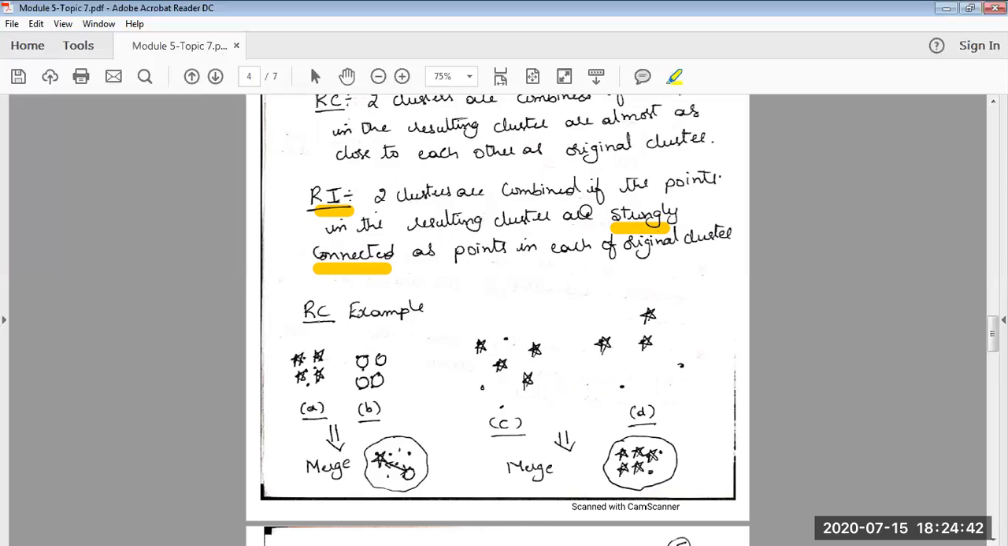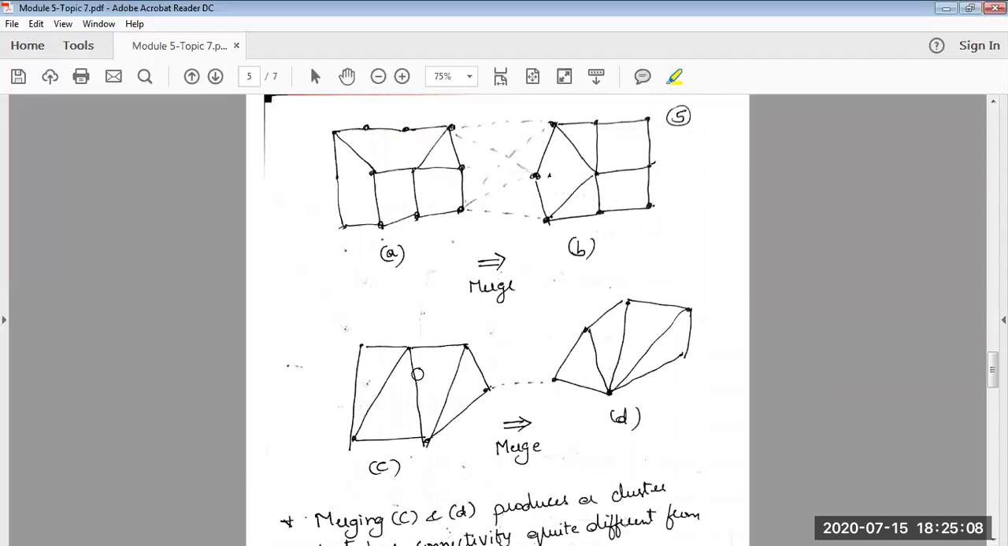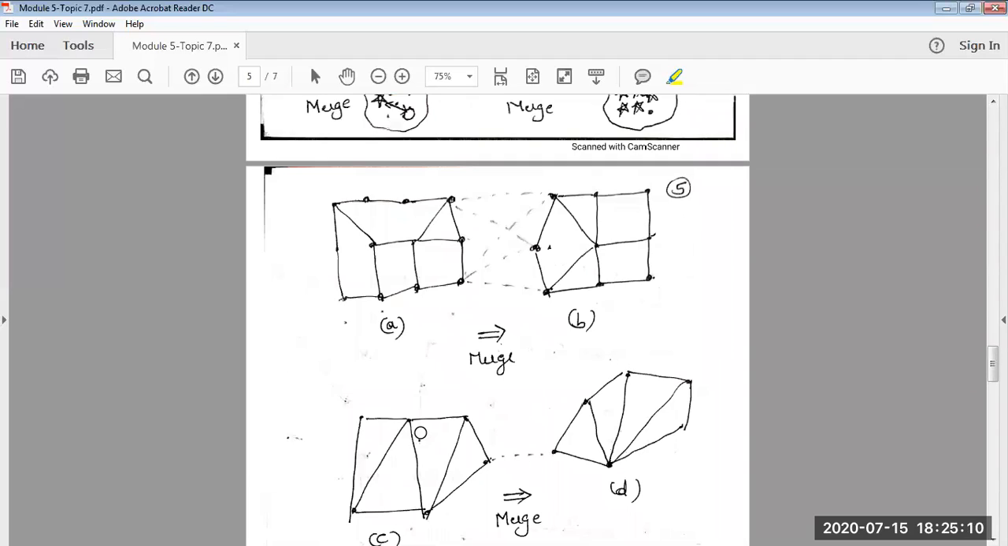So relative interconnectivity means the outcome cluster that you have got should have the same connectivity as the input clusters that you have used for merging. Please note, relative closeness is talking about data points, and relative interconnectivity is talking about edges in the cluster and between the clusters. So what exactly is it? We'll try to explore it with an example.